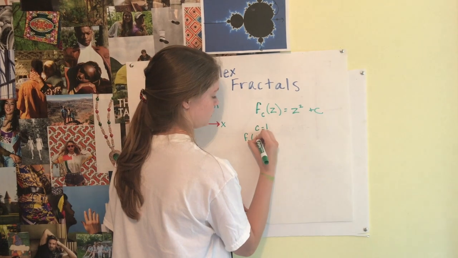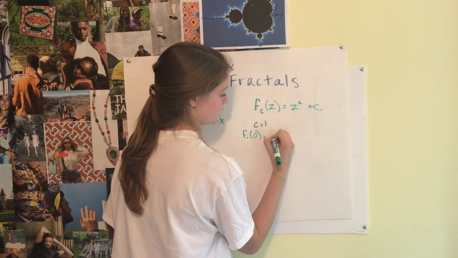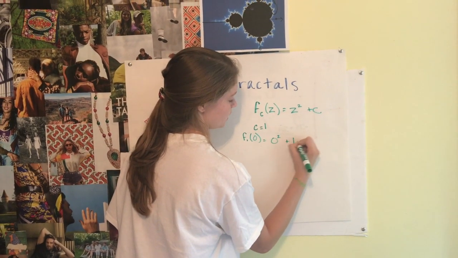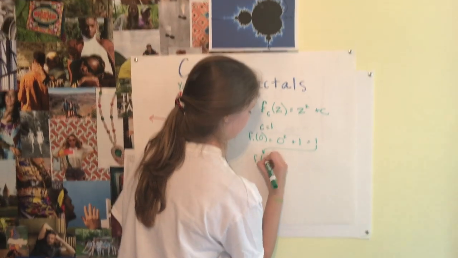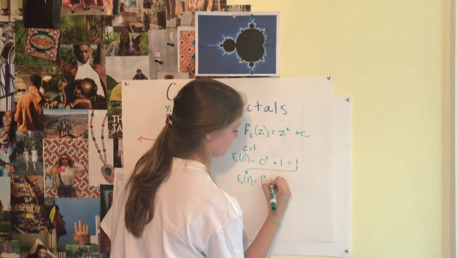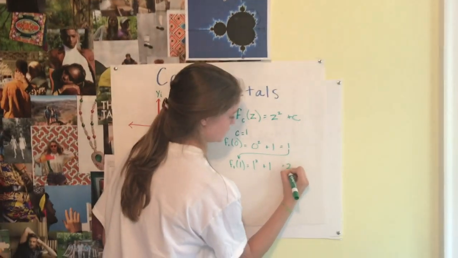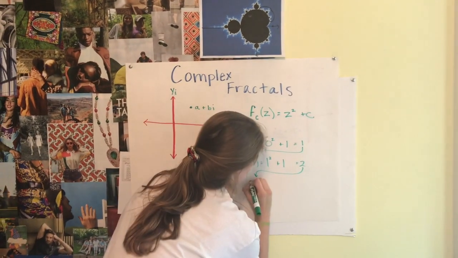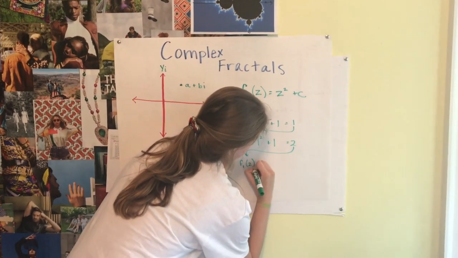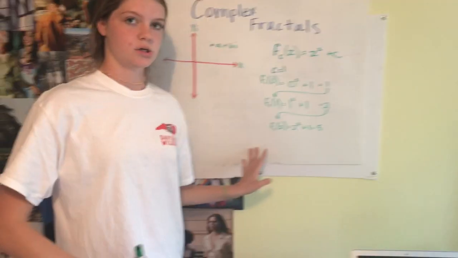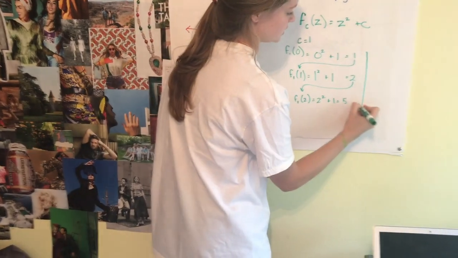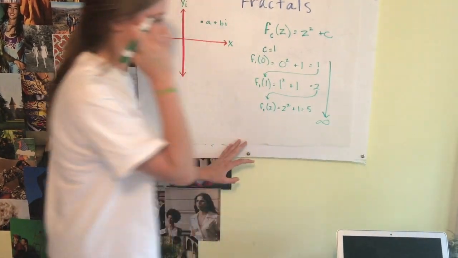So f of 1 of 0 equals 0 squared plus 1 equals 1. And then this number is used here. f of 1 of 1 equals 1 squared plus 1, which equals 2, and then repeats again. f of 1 of 2 equals 2 squared plus 1 equals 5. So it can easily be seen that this approaches infinity.